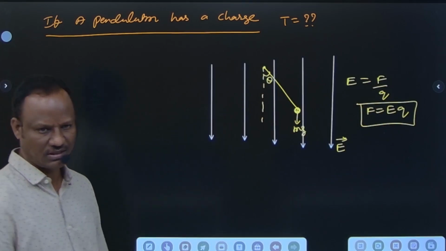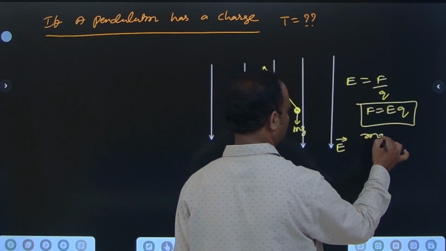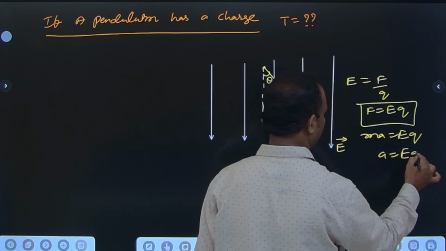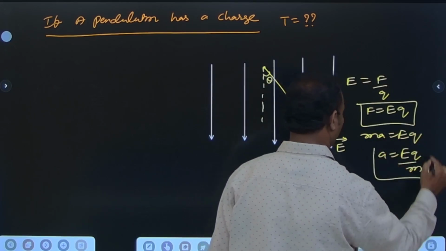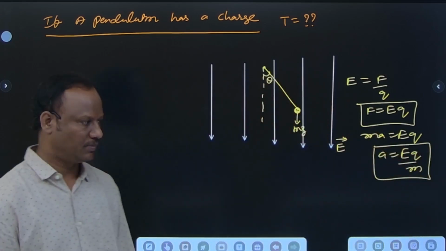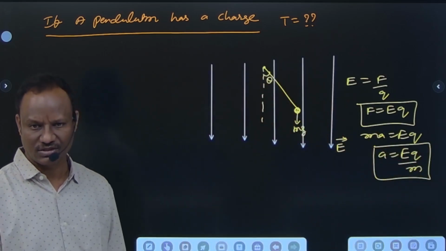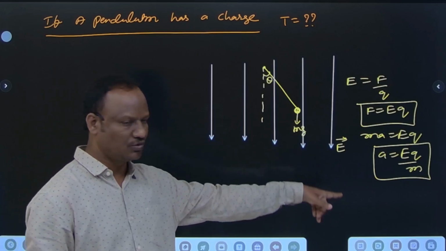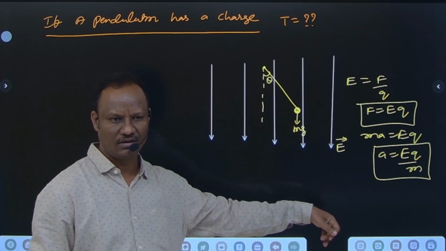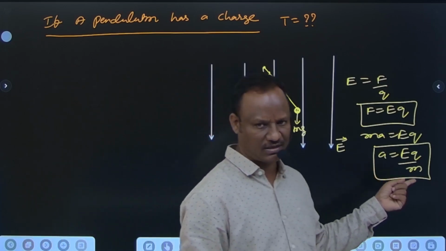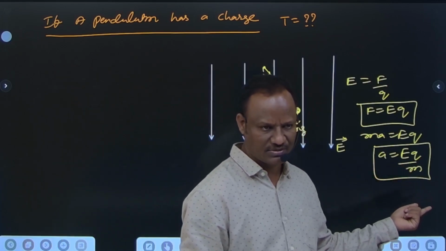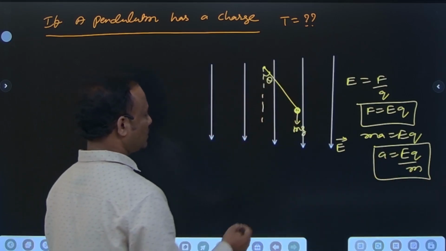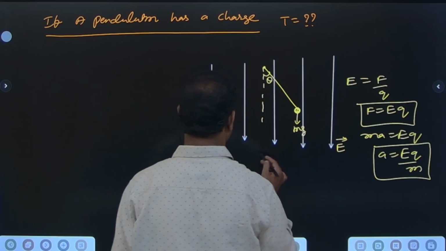F means MA. MA is equal to E into Q. Correct? A is equal to EQ by M. What is the acceleration of the bob in the electric field? A is equal to EQ by M. E stands for the magnitude of the electric field, Q is the charge, and M stands for its mass. What is the direction of this? Downward only.